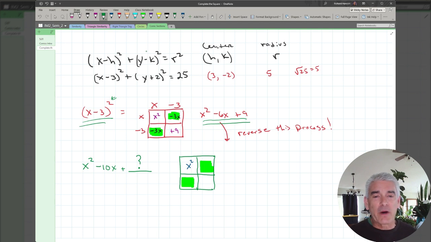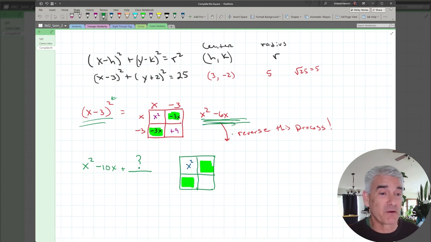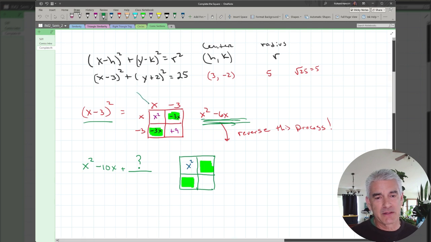So completing the square, generally speaking, means writing something like this: x squared minus 6x, expressing this as a perfect square. What do you need to add? What do you need to complete that square? So I've got an example. We did this earlier in the year. We did it last year for expanding a binomial. We used the multiplying using the box technique.